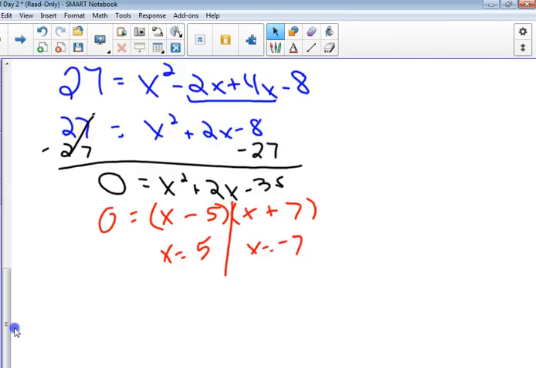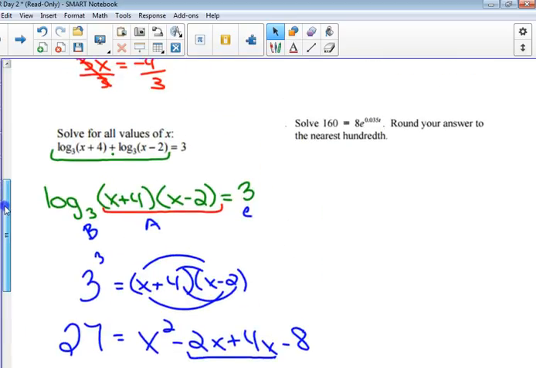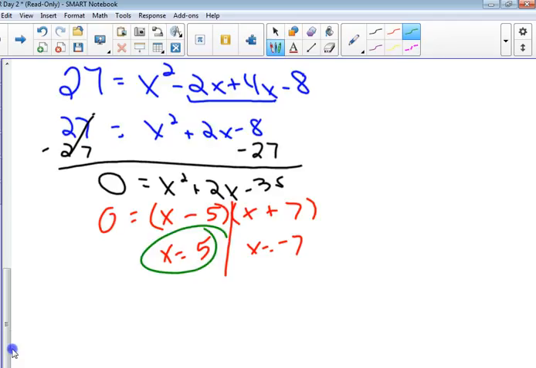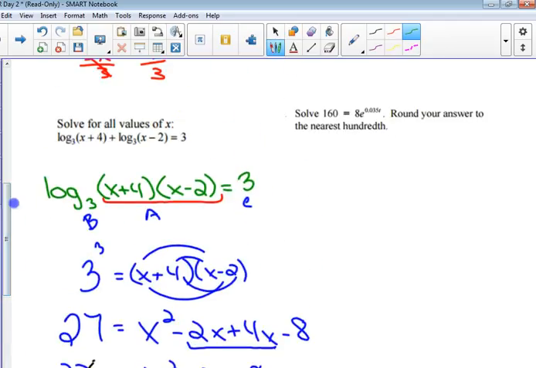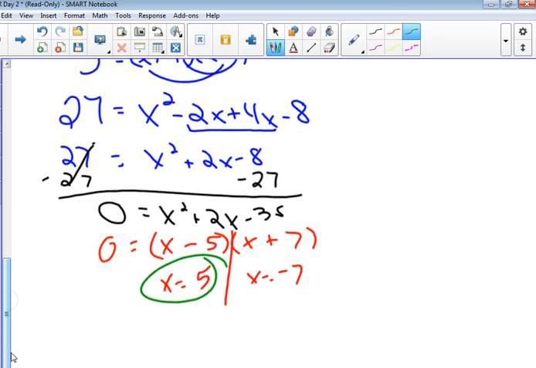Now again, there are these little places where they're going to try to trick people. What could you not take the log of? A negative or what else? 0. Nice, Anthony. Good job. So let's just check it out. If I put a 5 in here, you get 5 plus 4, that's 9. 5 minus 2? 3. That's good. We can't get negatives or zeros, so that's fine. 5 works. 7 doesn't. If you put negative 7 in, negative 7 plus 4 is negative 3. We can't do that. Okay, so this one does not work.